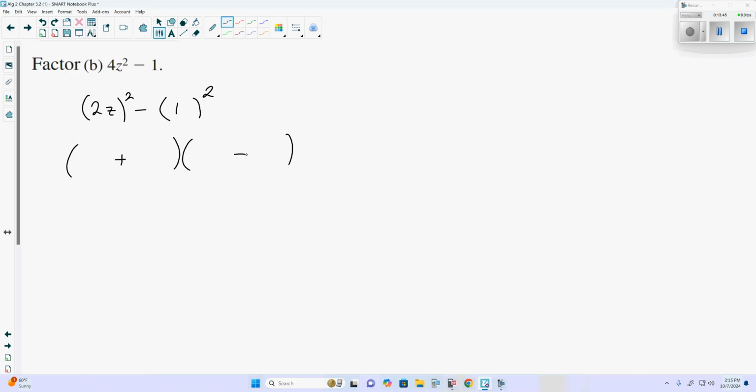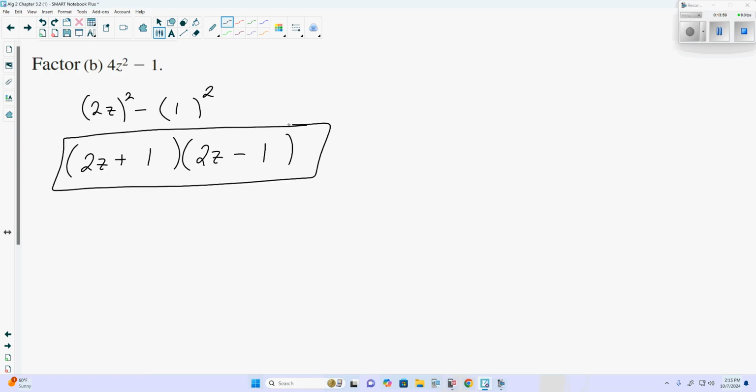So then we can plug it in. So our first one is a plus b. So this would be 2z plus 1 times 2z minus 1. And that's it. That's the nice part about a difference of perfect squares, is that it's going to follow this pattern every single time. Questions on this here? Are you ready for the next one?